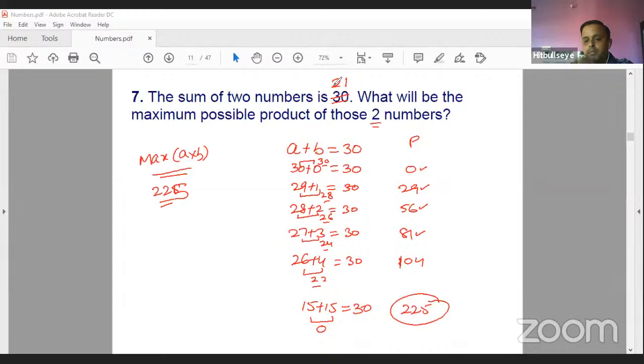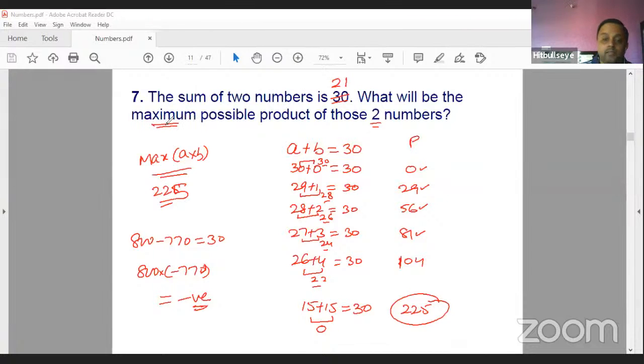No, so the problem is that if I take one number to be positive and one as negative, 800 and minus 770, that also becomes 30. But you have taken the numbers to be 800 and minus 770. Now, when you multiply these two numbers, whatever product you are getting is negative. But the question is asking for the possible maximum product.